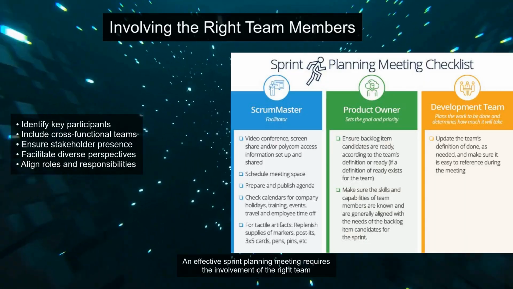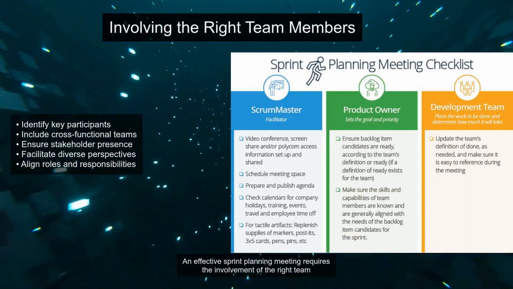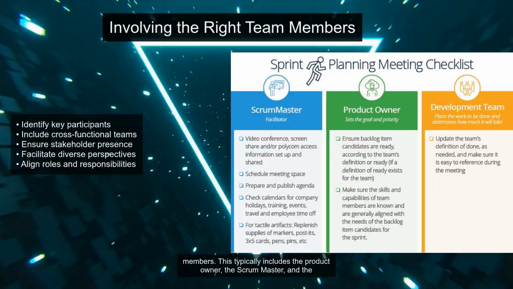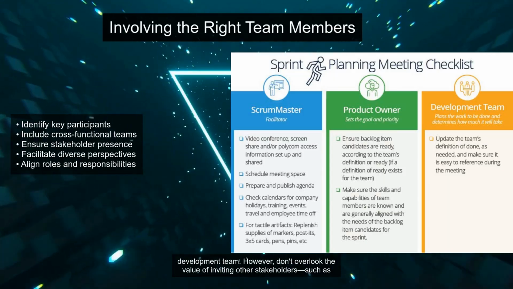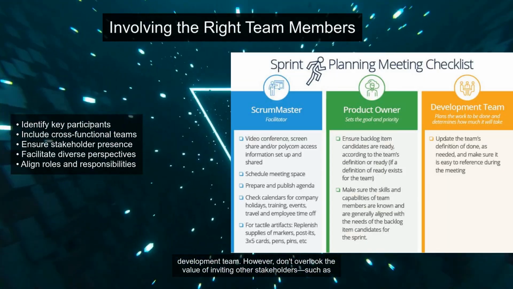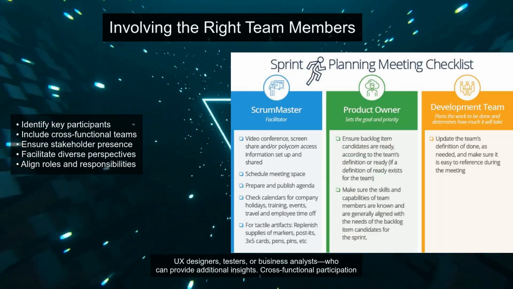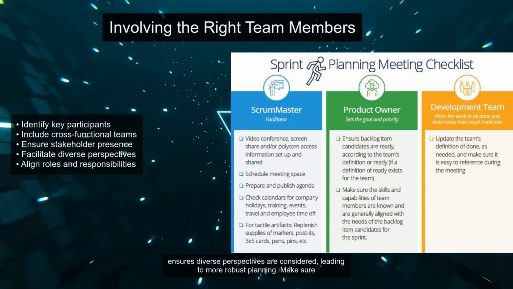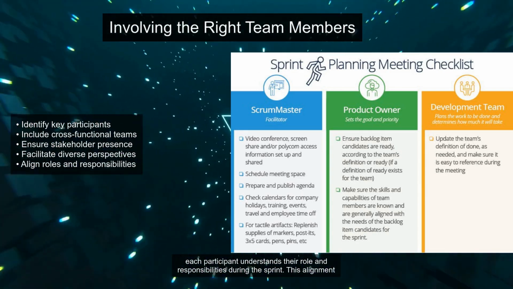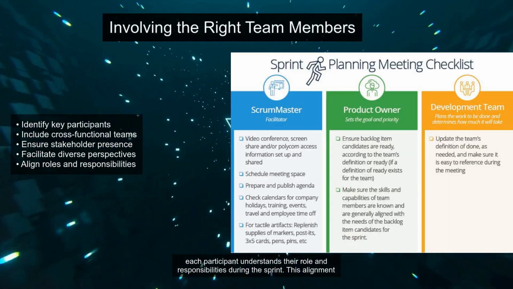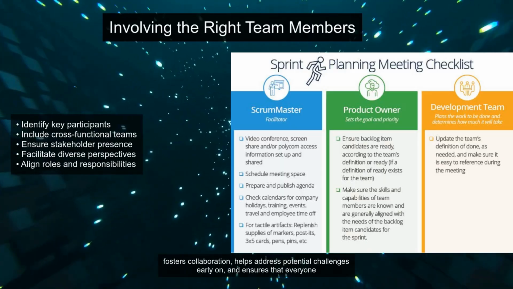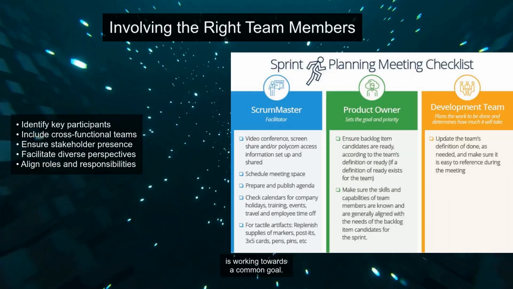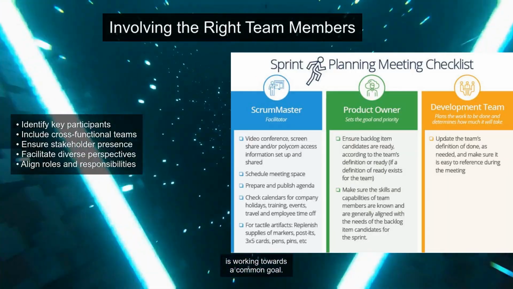An effective sprint planning meeting requires the involvement of the right team members. This typically includes the product owner, the scrum master, and the development team. However, don't overlook the value of inviting other stakeholders such as UX designers, testers, or business analysts who can provide additional insights. Cross-functional participation ensures diverse perspectives are considered, leading to more robust planning. Make sure each participant understands their role and responsibilities during the sprint. This alignment fosters collaboration, helps address potential challenges early on, and ensures that everyone is working towards a common goal.